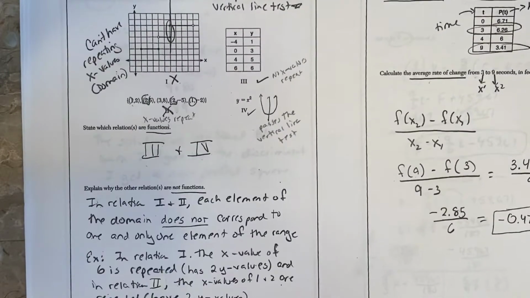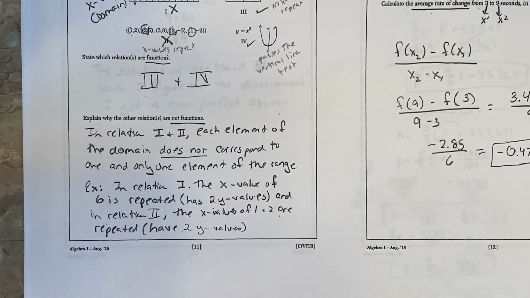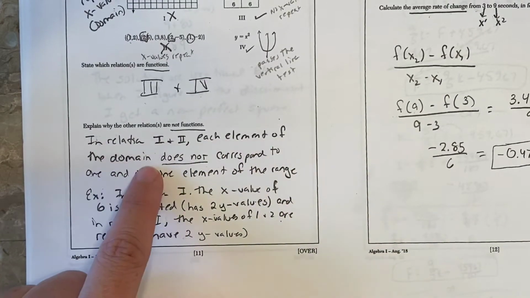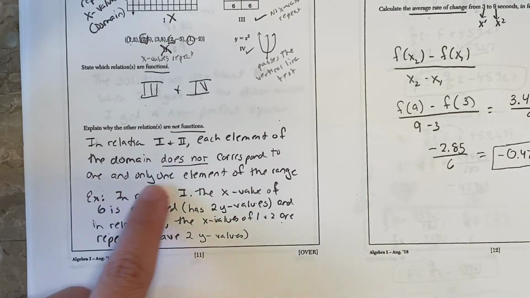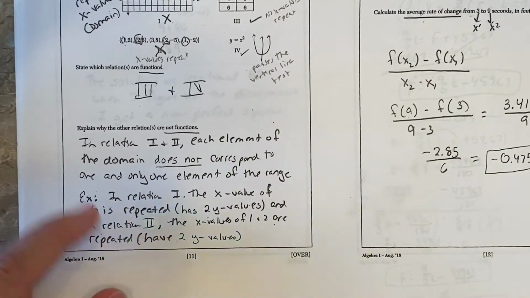So which ones are the functions, your 3 and your 4? And tell me why the other ones were no good. So I wrote in relation 1 and 2, each element of the domain does not correspond to one and only one element of the range. So that's our fancy little sentence, okay? It's not really too much of a little sentence, a big sentence, but.